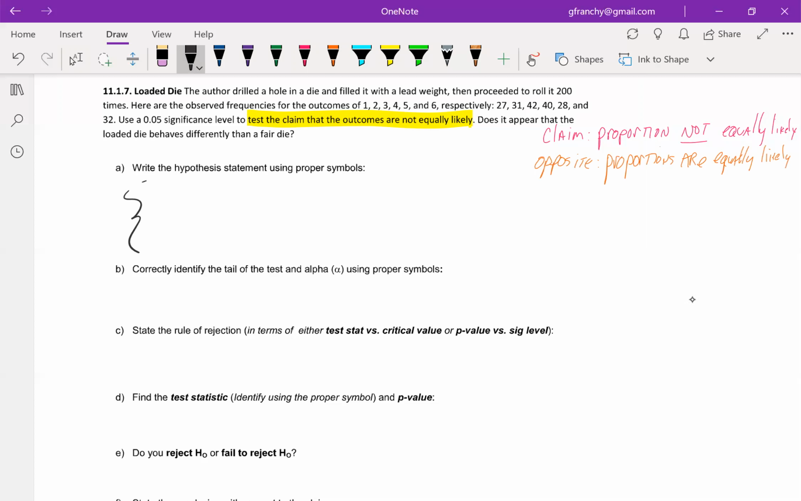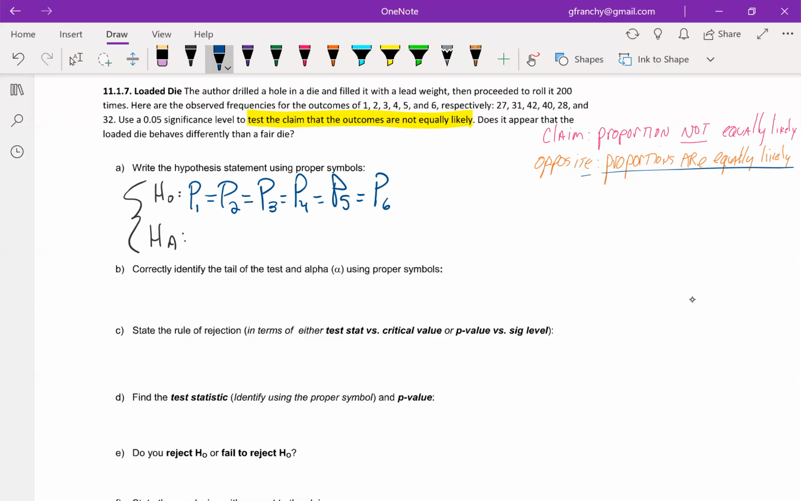So when we come over here to write our hypothesis statement, null and alternate, those are just labels. Our null hypothesis, in this case, is what we see here, the proportions are equally likely. All the proportions would be the same. So we could say that the proportion of 1s equals the proportion of 2s equals the proportion of 3s equals the proportion of 4s equals the proportion of 5s equals the proportion of 6s. Or we could just write in English, all population proportions are the same.